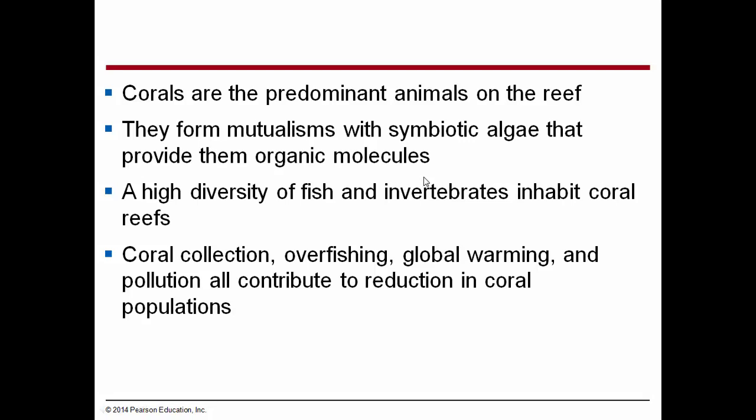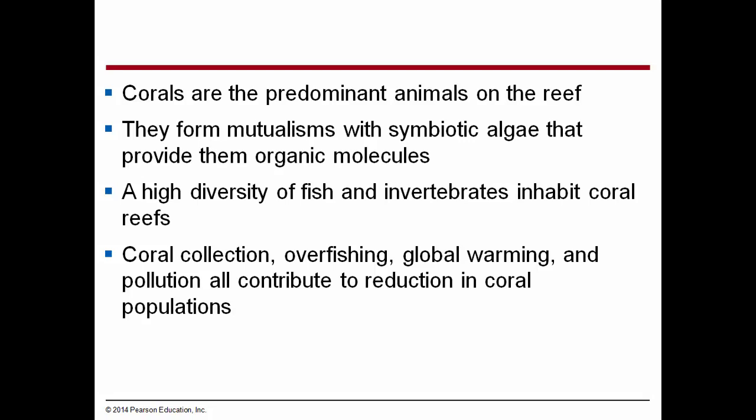Corals are the predominant animals on the reef. They form mutualisms with symbiotic algae that provide them organic molecules. These are known as the zooxanthellae. They're very important symbiotic algae. In fact, in certain areas where water temperature has been raised above a set point, these corals will expel their symbiotic algae in a process called coral bleaching, and that will indicate poor coral health. And it's often due to global warming, to climate change.